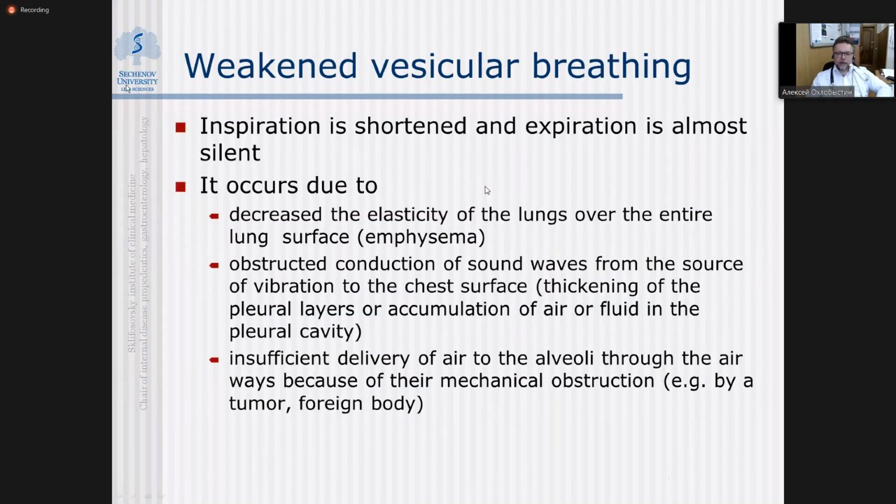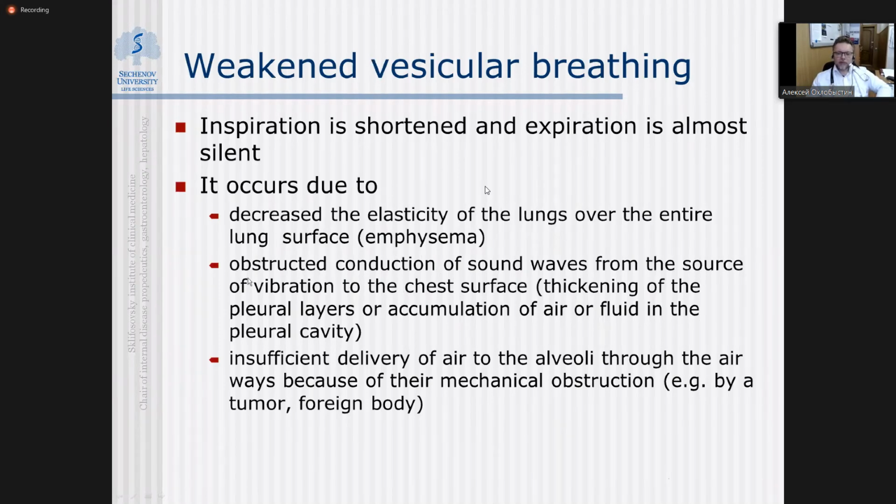Decrease in vesicular breathing. What may be the possible causes? First of all, it may be diffuse. You'll hear more or less normal sound, but that is extremely weak, while the patient has no obesity and no overdevelopment of chest muscles. A patient may have obvious signs of emphysema, that will be the barrel-shaped chest. That is pathologic decrease of vesicular breathing due to emphysema.